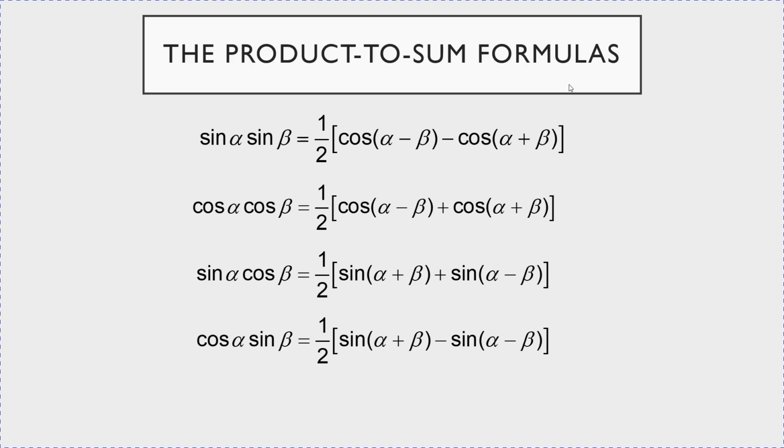If you have sine of alpha times sine of beta, that's equal to 1/2 cosine of alpha minus beta minus cosine of alpha plus beta. So it's literally just taking a product and breaking it up, in this case, as a difference. Or if you have cosine of alpha times cosine of beta, that's 1/2 cosine of alpha minus beta plus cosine of alpha plus beta. And down here you can see the other two formulas.